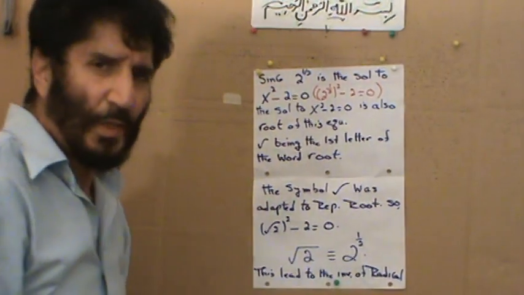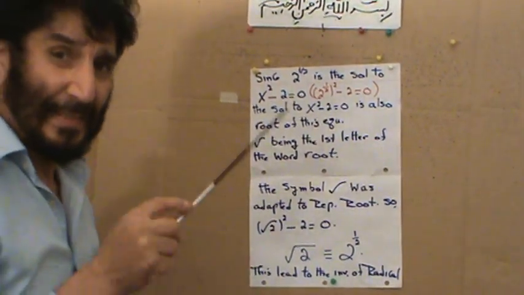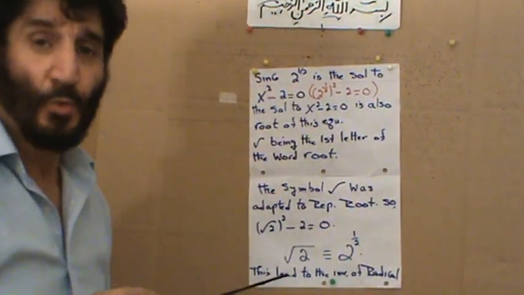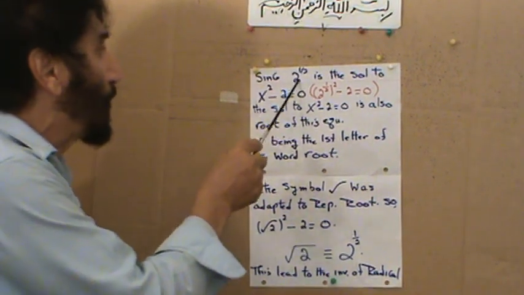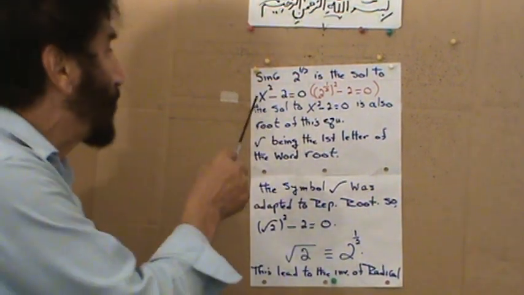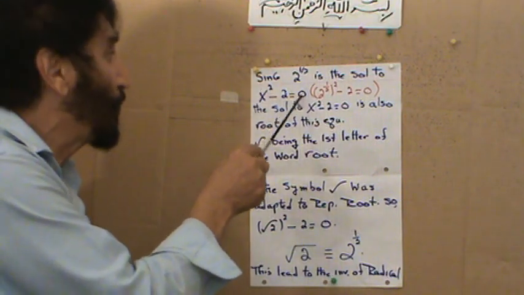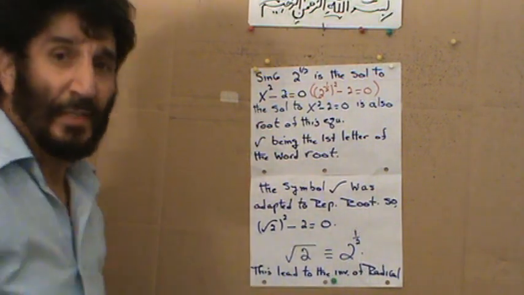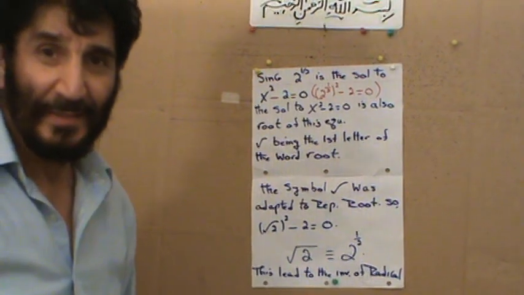Now, I've written here, since 2 to the 1/2 is the solution for x squared minus 2 equal to 0, which means if you replace x by 2 to the 1/2, then 2 to the 1/2 squared is what? Is 2, and 2 minus 2 equal to 0. And whatever makes this equal to 0 is called a root. It's called a root of that equation.